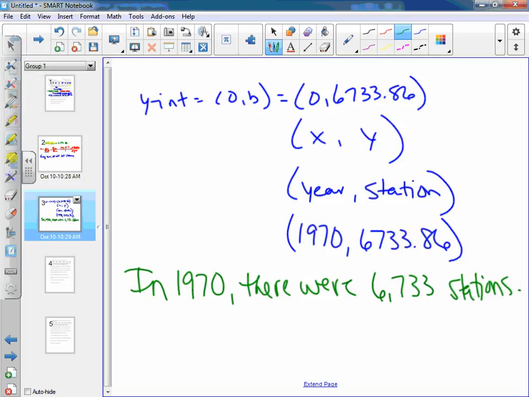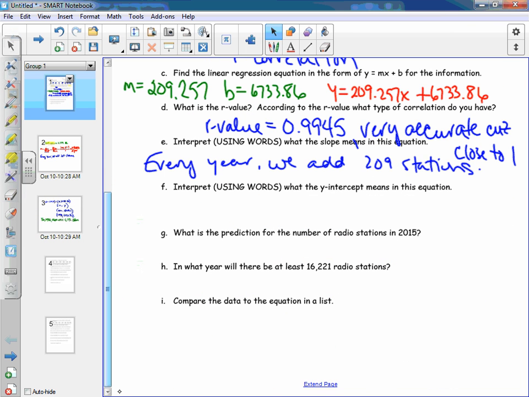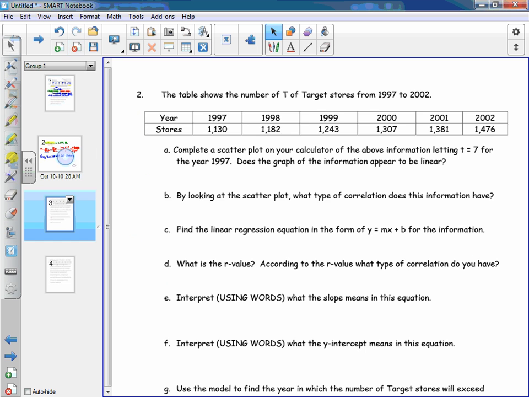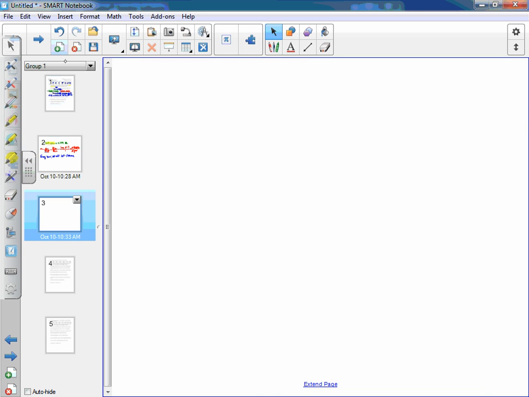Okay, we're going to talk about that here in a moment, okay? Now, with that said, let's go back to what our questions were. Then it says, what is the prediction for the number of radio stations in 2015? Okay, this is the part where everybody gets confused on too. I think I just deleted a page by accident.